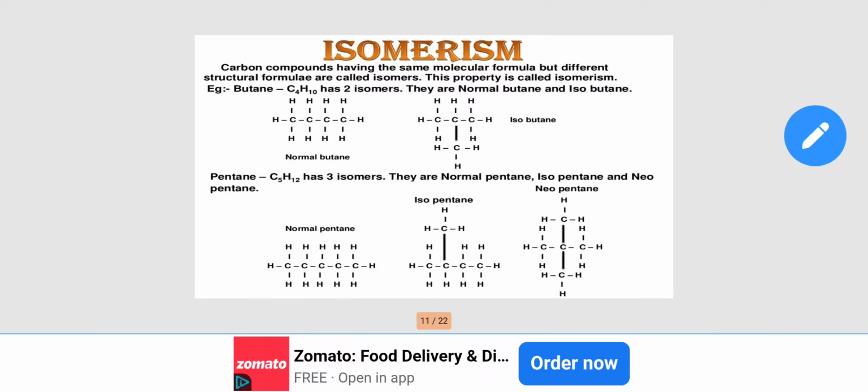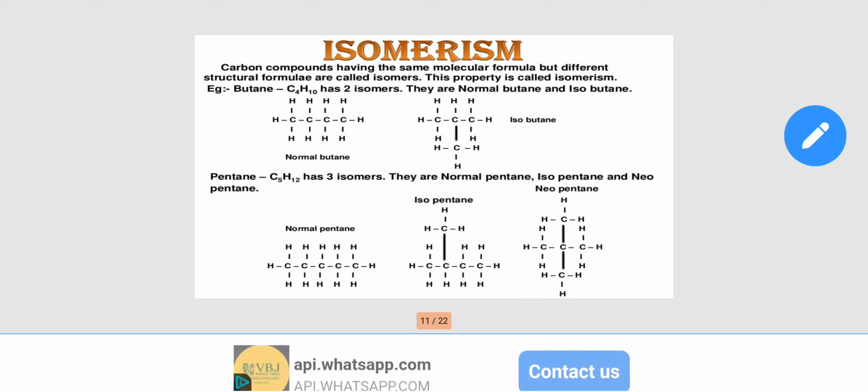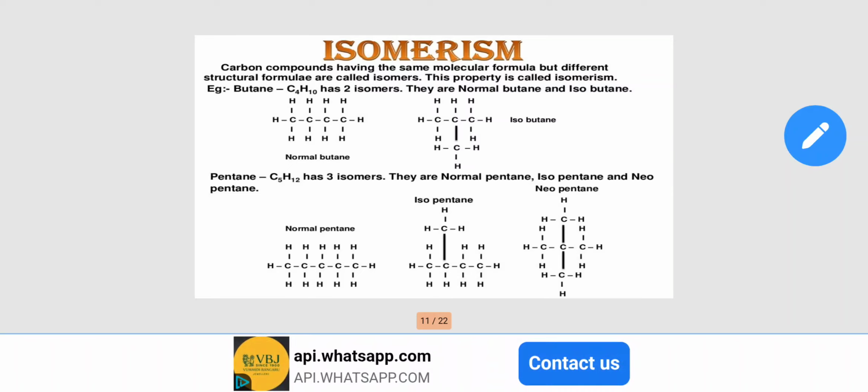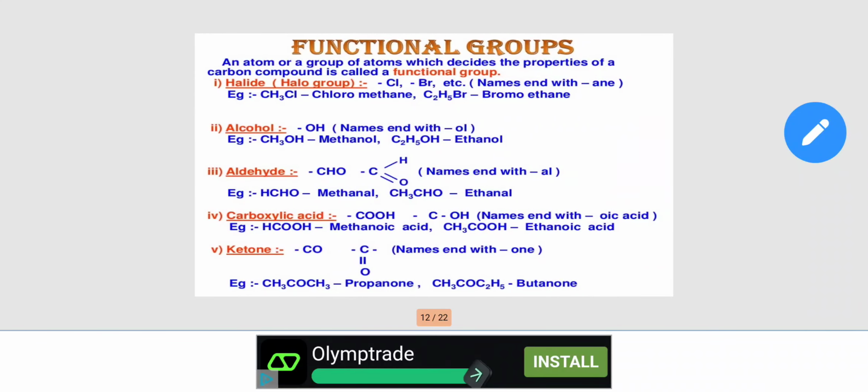Pentane C5H12 has three isomers. They are normal pentane, isopentane and neopentane. All three structures you can remember, and please observe carefully. Next is functional groups.